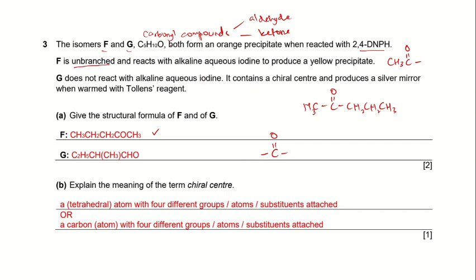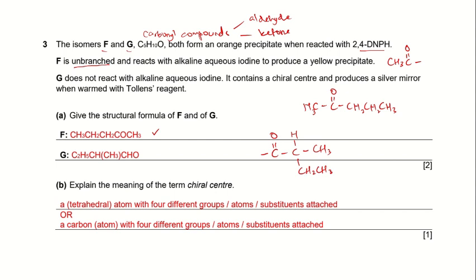So I need to use another 4 carbons to create a chiral center. Let's say this C is bonded to hydrogen, and it's bonded to a C double bond O and R here, 2 different groups of atoms. A chiral center must be bonded to 4 different groups of atoms. So I have 1 group, 2 groups. Let's create more, 3 groups, and for the 4th one I'll put CH2CH3.